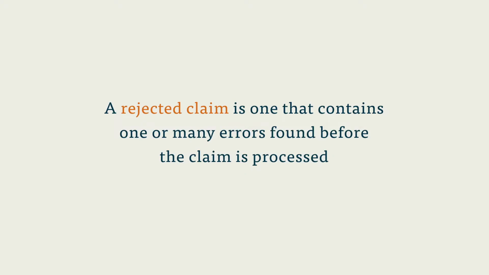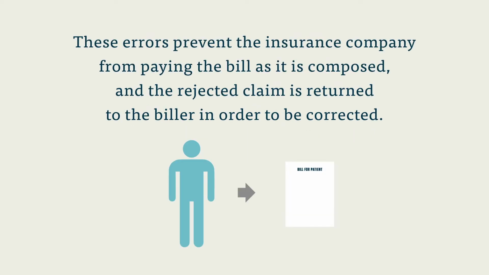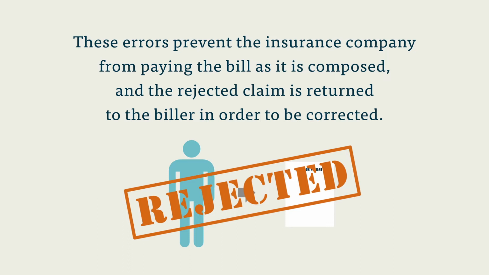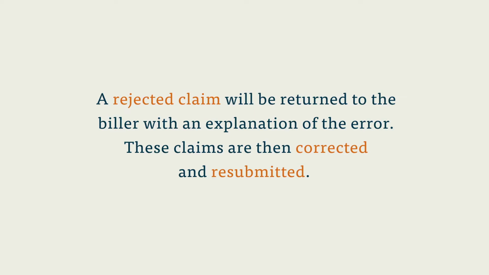Denied and rejected claims. As you'll recall from previous courses, a rejected claim is not the same as a denied one. A rejected claim is one that contains one or many errors found before the claim is processed. These errors prevent the insurance company from paying the bill as it is composed, and the rejected claim is returned to the biller in order to be corrected. A rejected claim may be the result of a clerical error, or it may come down to mismatched procedure and ICD codes. A rejected claim will be returned to the biller with an explanation of the error. These claims are then corrected and resubmitted.